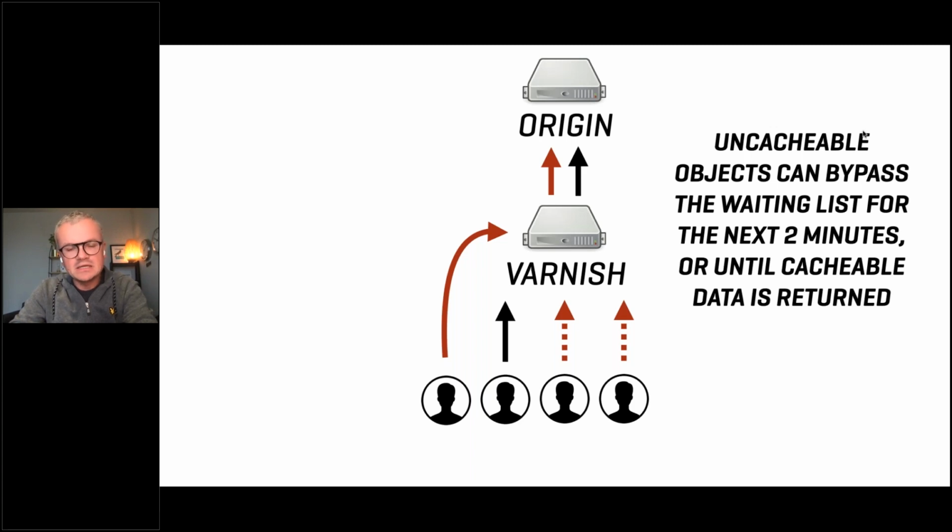Now, one thing that has changed over the years is this: we call this hit for miss now, it used to be hit for pass. So if it was hit for pass, that mechanism kept you in the uncacheable state for 2 minutes. Even if the content on the next fetch became cacheable, it was still ignored for 2 minutes, so you were stuck in that. This has been changed to hit for miss, which means you will be bypassing the waiting list unless a cacheable response comes in. So you can actually escape that cache bypassing and eventually leverage request coalescing again as soon as the next hit comes in.